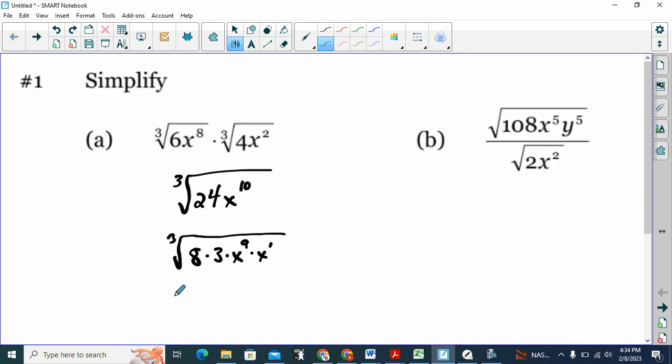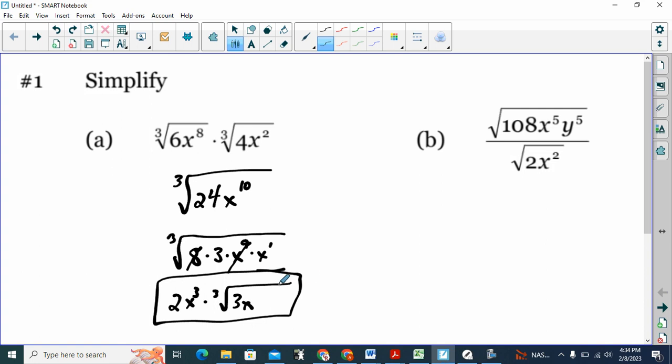And then we reduce the ones we can. The cube root of 8 is 2. The cube root of x to the 9th is x to the 3rd. And the ones that don't come out even stay under the root. So we've got 2 x to the 3rd times the cube root of 3x. Extra long root.